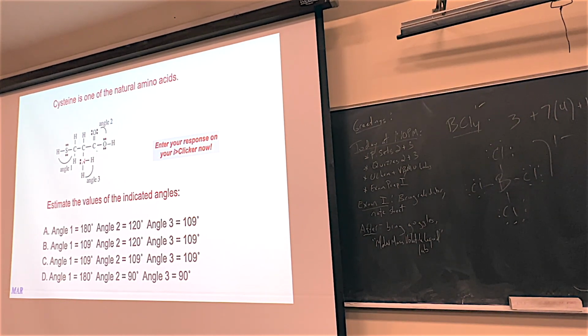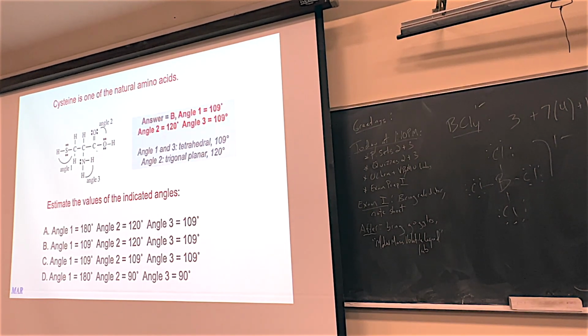And finally down here, this nitrogen has 1, 2, 3 single bonds to atoms and a lone pair. That's another 4 cloud system, 109 degrees. So the best answer here would be B. You've got a tetrahedron, a trigonal planar, and another tetrahedral. So the first and the third ones are 109, and the middle one is 120.